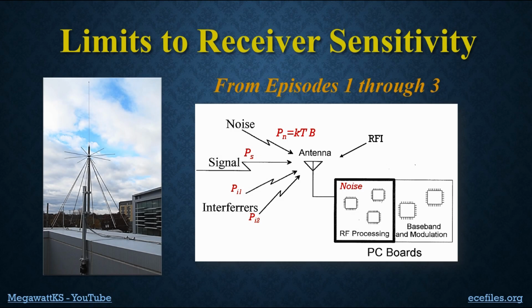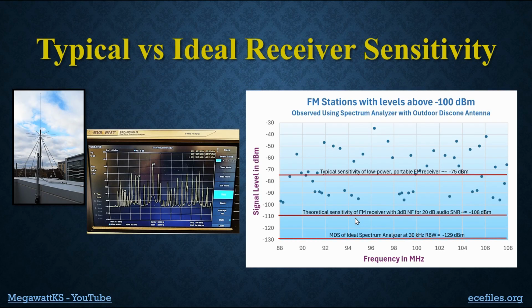Well, one reason is noise, not the noise that's coming into the antenna from the environment, but noise generated in the circuits in the spectrum analyzer, or generally speaking, a receiver itself. But that's what these lines are talking about. We should be able to get signals down to minus 129 dBm on this spectrum analyzer display.